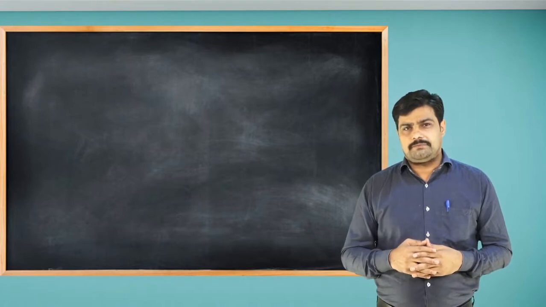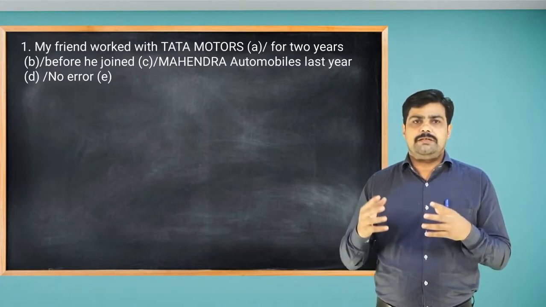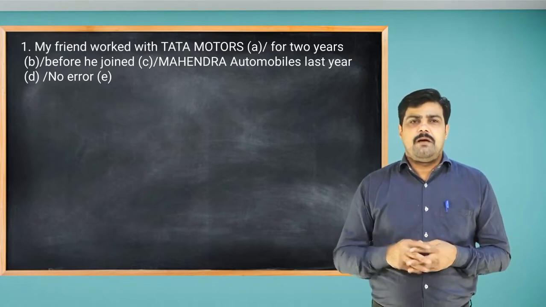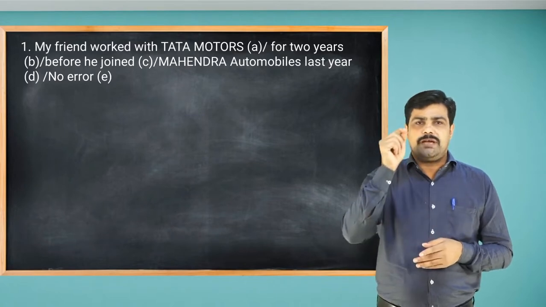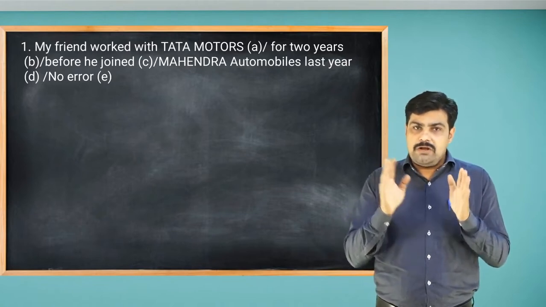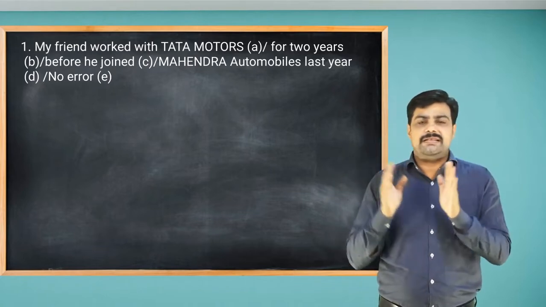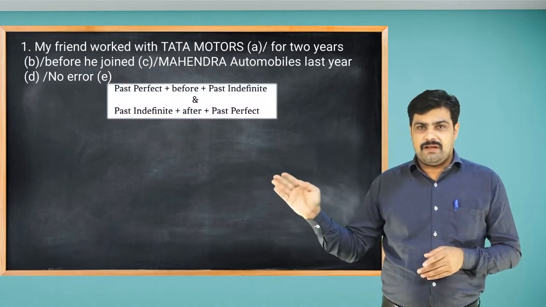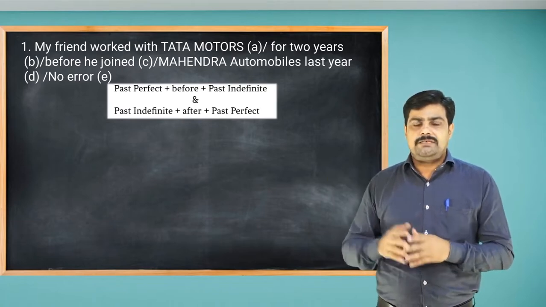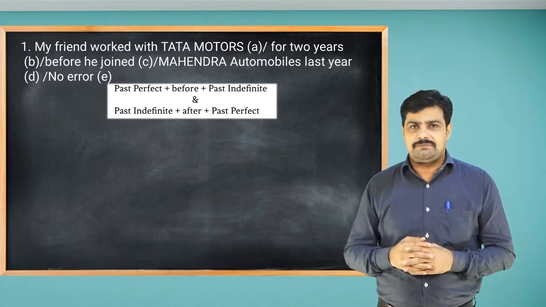Let's take the first one. My friend worked with Tata Motors for 2 years before he joined Mahindra Automobiles last year. Now in this sentence, what do you see? Part A is wrong. Use had worked, because when we have two sentences joined by before, we use past perfect in the first sentence and past indefinite in the second sentence. Remember this key: past perfect plus before plus past indefinite. And the other key is past indefinite plus after plus past perfect. These two keys are important.